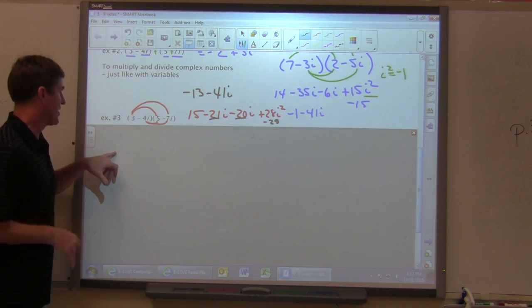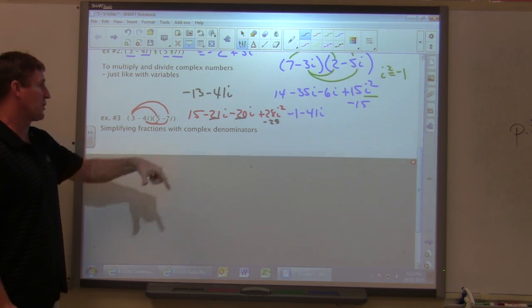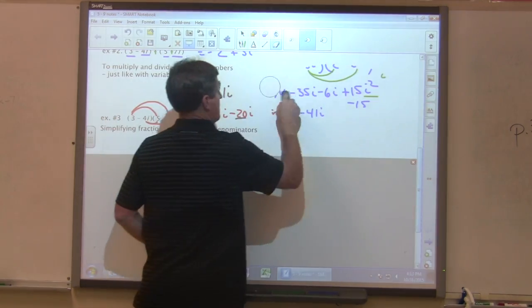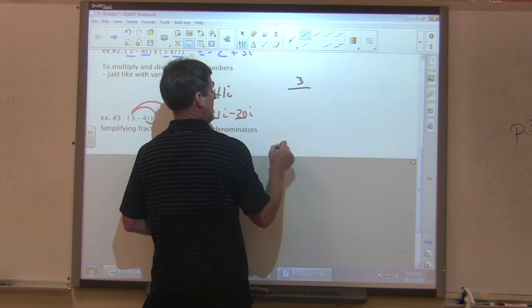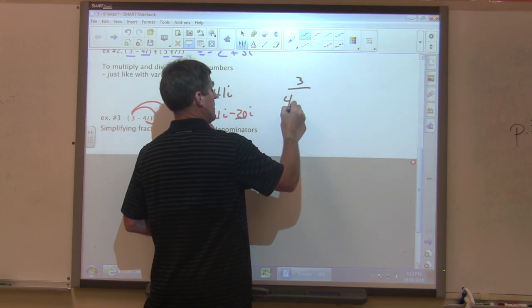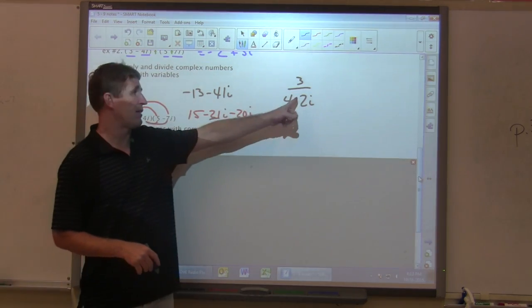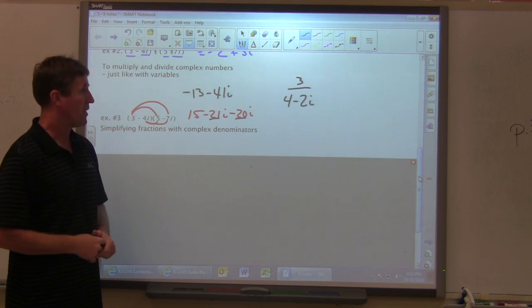Now I said we were going to multiply and divide. So the division is a little bit tricky. So we're going to simplify fractions with complex denominators. So that's going to be where we have something like this: 3 over 4 minus 2i. And we have to take 3 and divide it by 4 minus 2i. This we have to be really careful on.